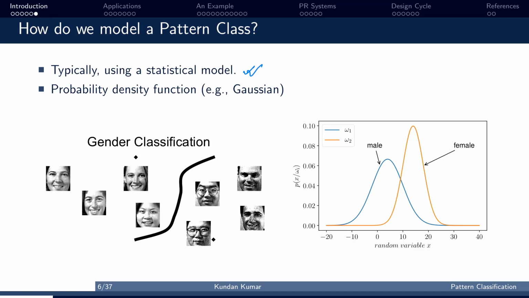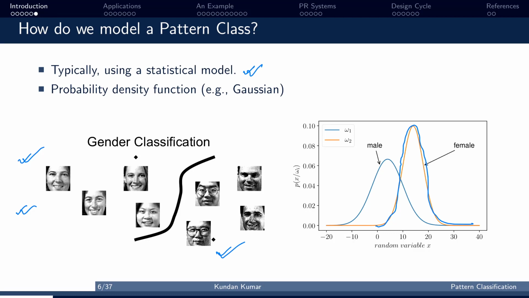For example, suppose we are dealing with the gender classification problem, where we have to classify male and female. We can extract some kind of features from the male images as well as from the female images. And from the female images, we will construct some kind of distribution using the statistical model. That distribution maybe is Gaussian as shown here.